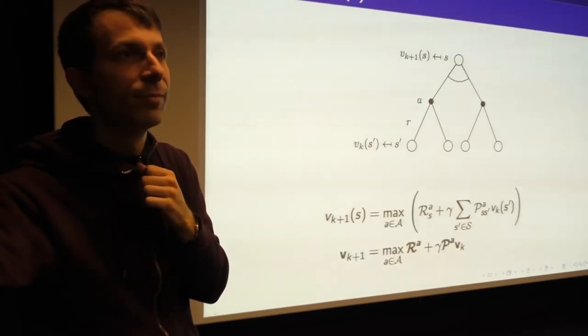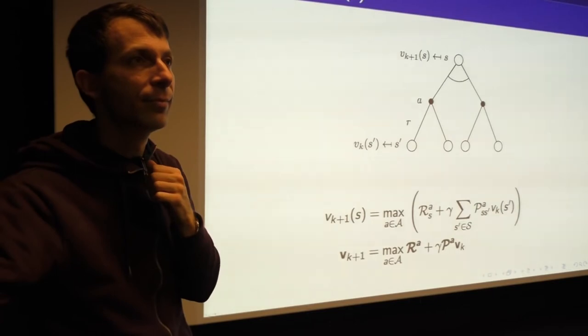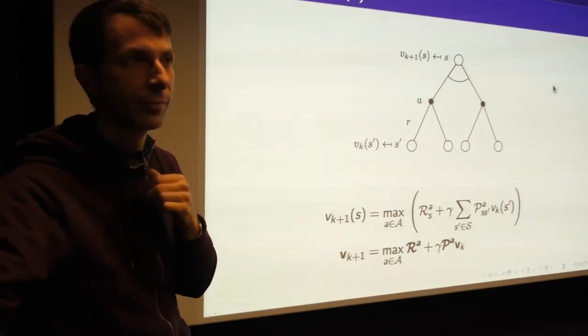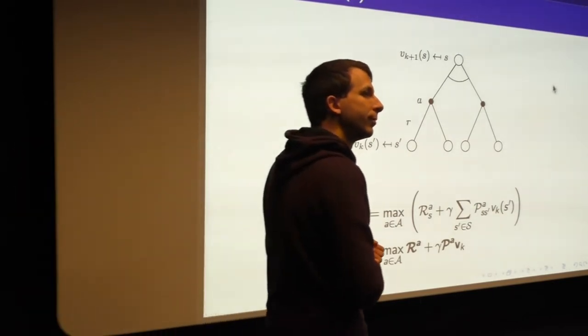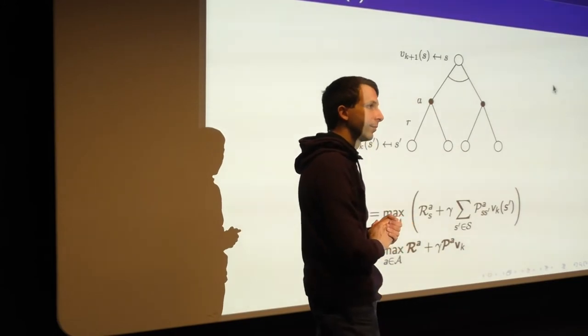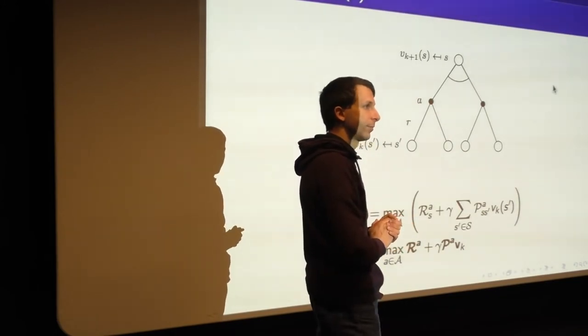So if I look at some intermediate values for this value function, and I look at the policy that they imply, if I really compute the value under that policy, it could be different.